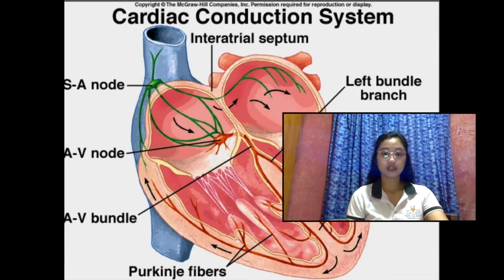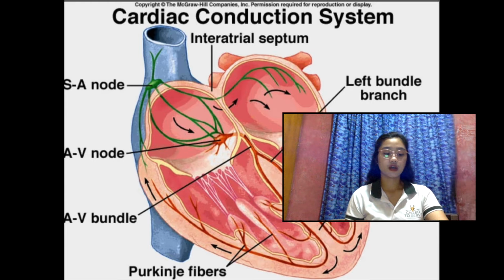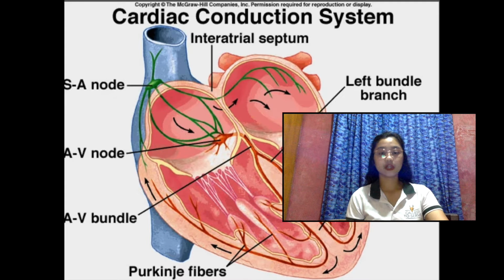The main components of the cardiac conduction system are the SA node, AV node, bundle of His, bundle branches, and Purkinje fibers. So the SA node, which is the anatomical pacemaker, starts the sequence by causing the atrial muscles to contract.